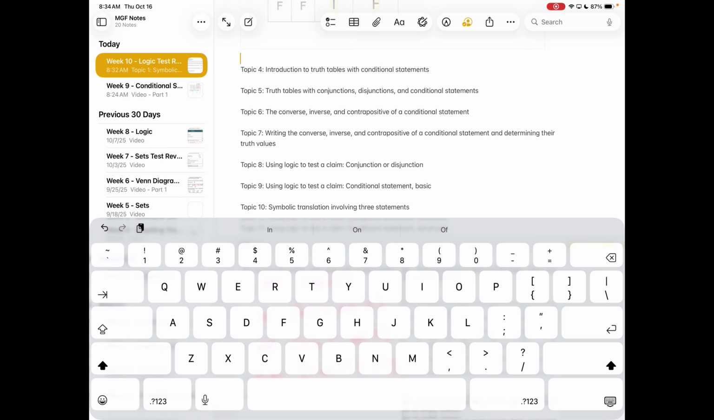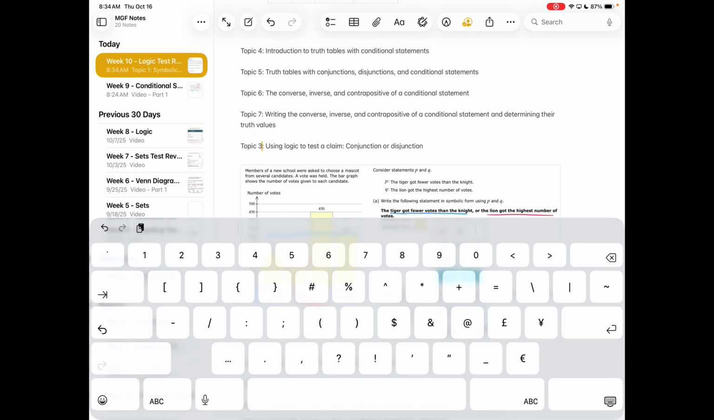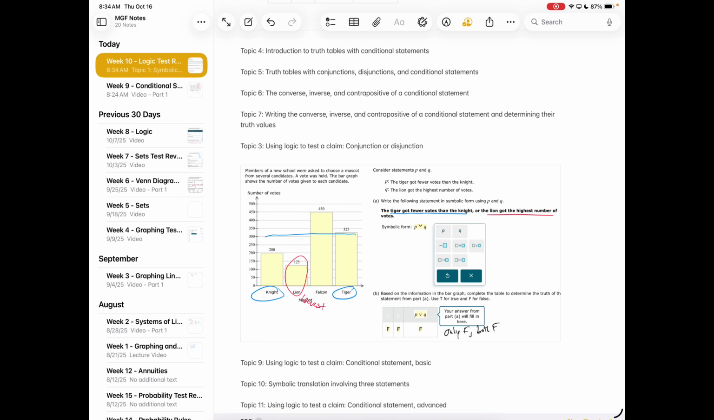I think that is out of order. I don't think that's this one. So let me try to make this in the same order for you. This is number 3. No, it was number 4. Well, it's topic number 3.